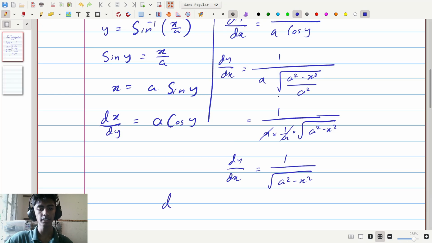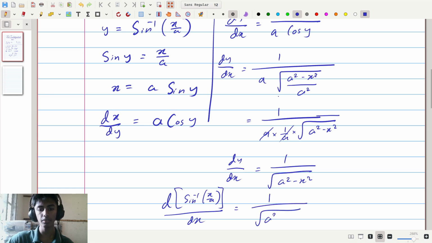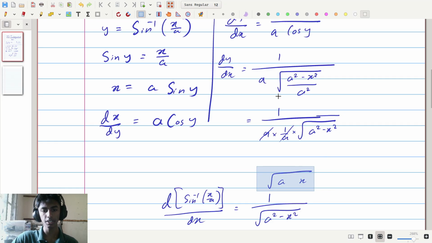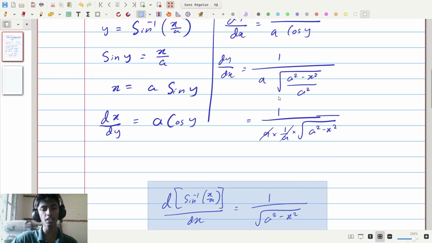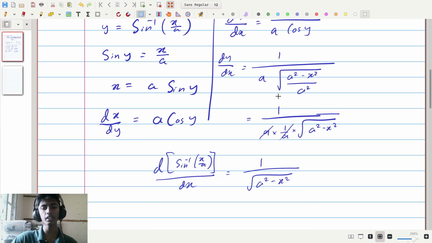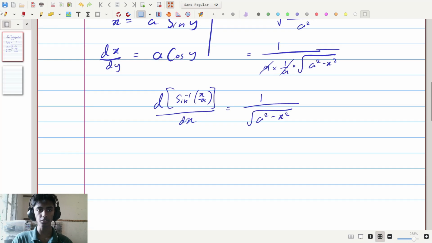Therefore, we could say that the derivative of the sine inverse of x divided by a, taken with respect to x, is equal to 1 divided by the square root of a squared minus x squared. Now then, we know that if one function is the derivative of another function, then we can invert this process and say that the second function's integral is going to be the first function, plus of course a constant.